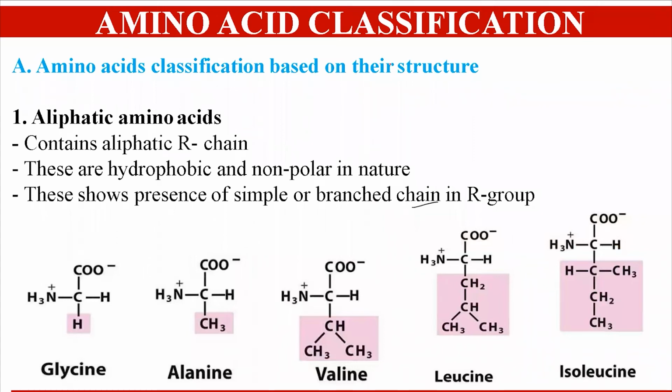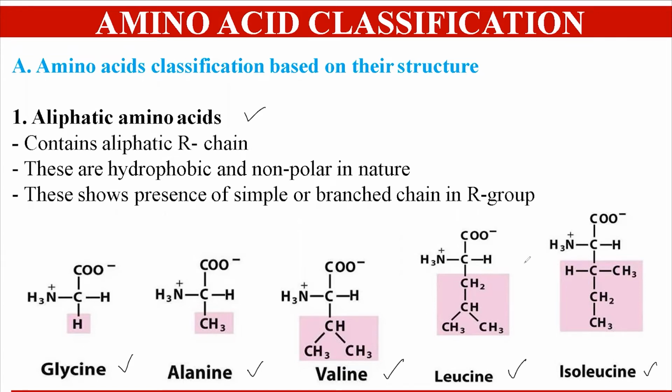The first class of amino acids is the aliphatic amino acids. Aliphatic amino acids are amino acids which do not have any rings or aromatic chains in them. They are just normal aliphatic chains, having hydrocarbon chains present in them. There are a total of 5 amino acids under this category. These are glycine, alanine, valine, leucine, and isoleucine.